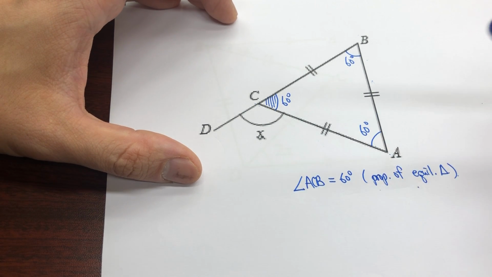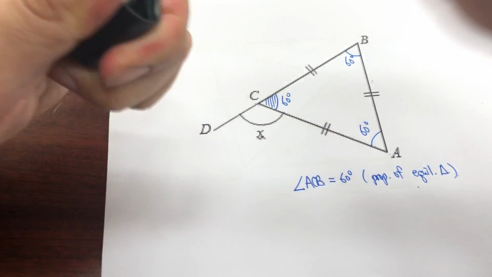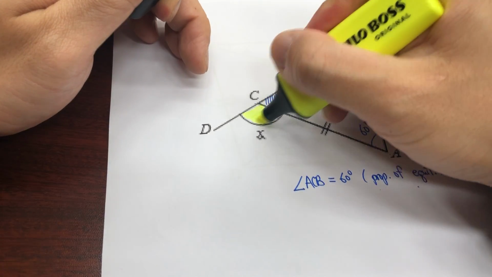And now, do you think that you could find the angle X? The yellow one.